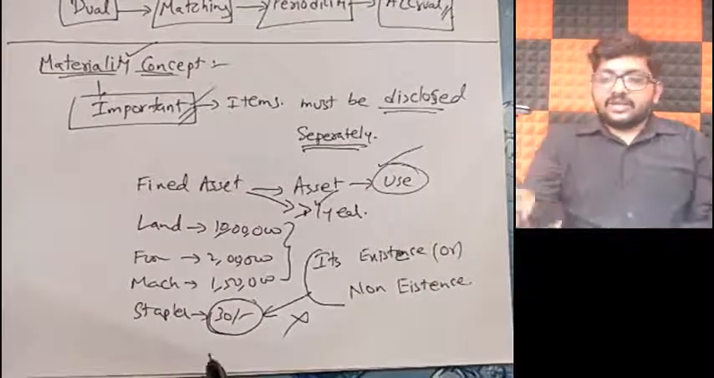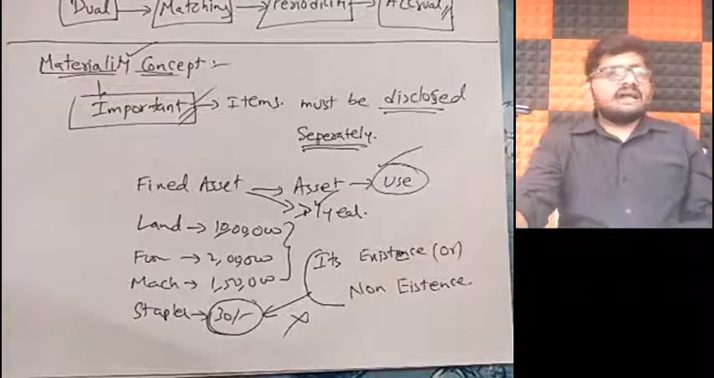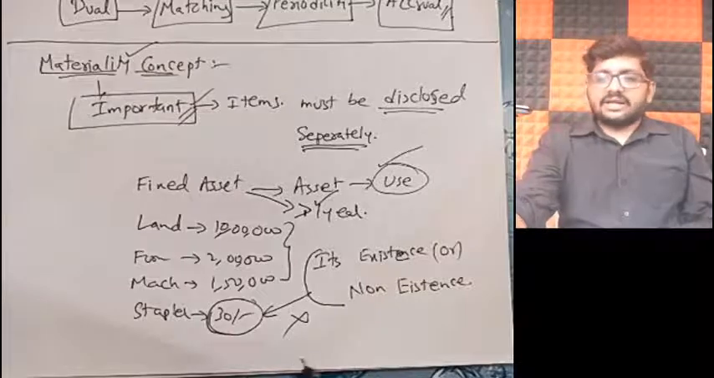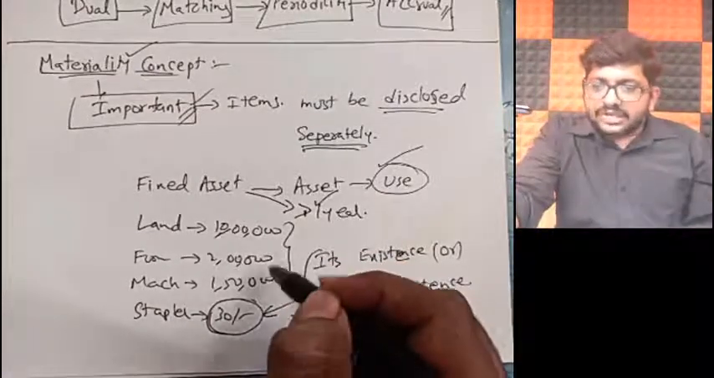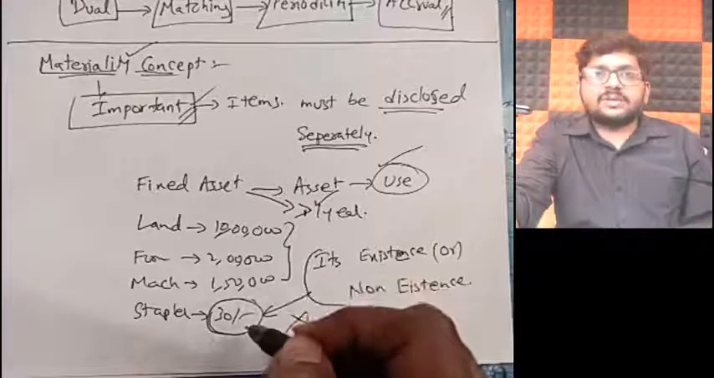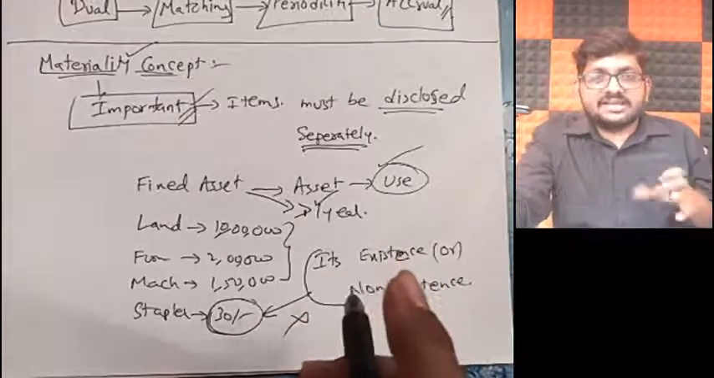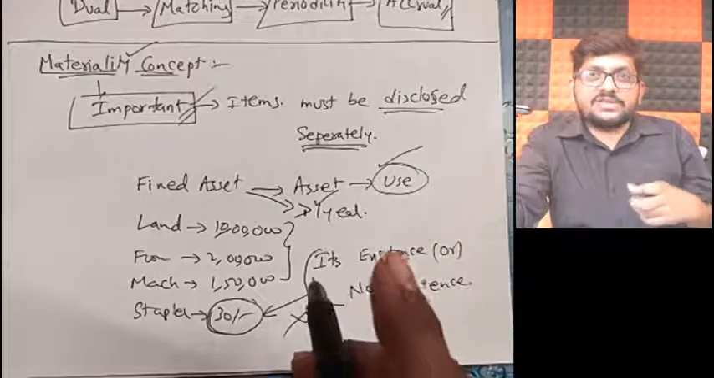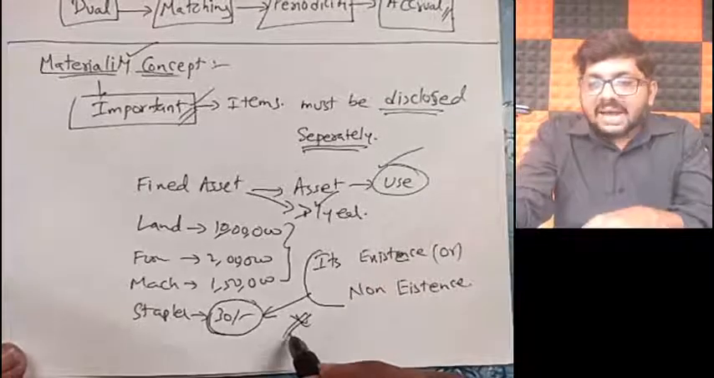It means whether you write 30 rupees as a stapler as an asset, or if you do not write, it doesn't matter, friends. Because now you see all these assets put together, 13,50,000 plus 30 rupees doesn't make a big difference. It doesn't make a huge difference. It doesn't make any change in your decision making. Correct? So it means 30 rupees doesn't matter.